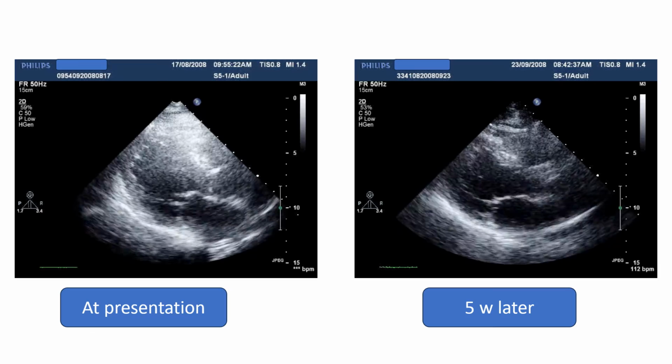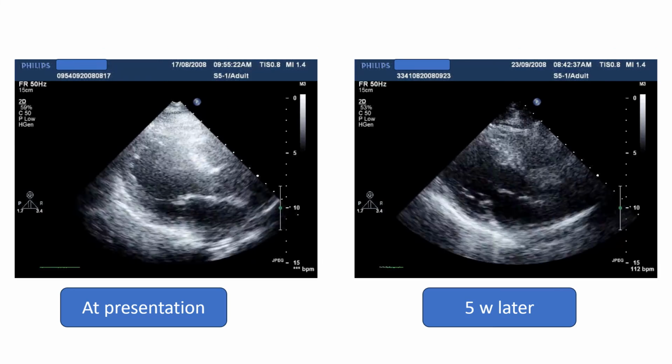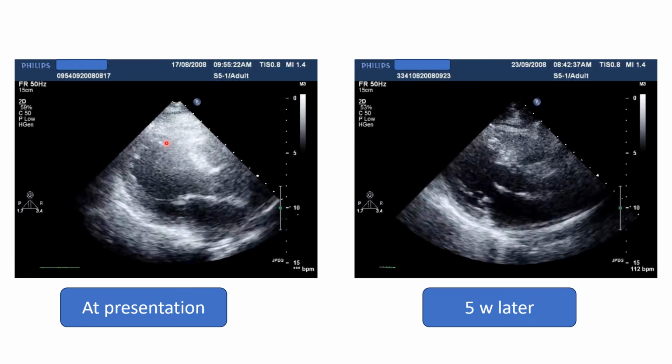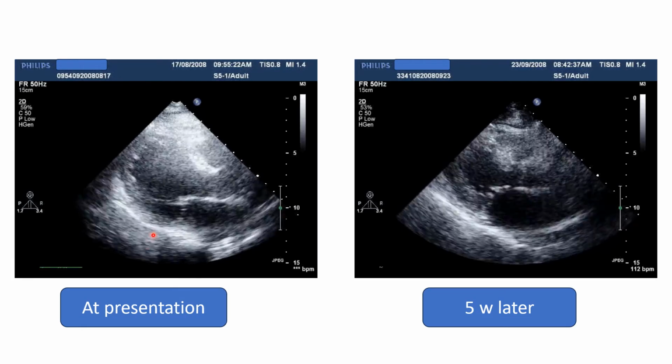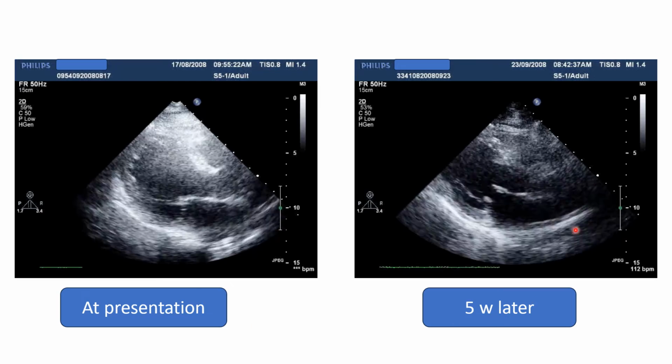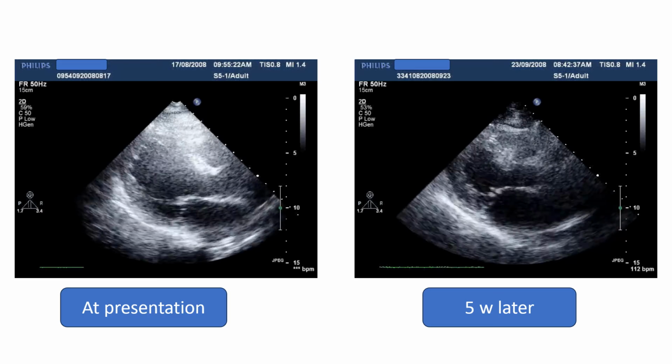This was proved later by echocardiography. Here we can see at presentation global hypokinesia with near normal contractility at the basal part. Five weeks later, the patient returned completely to normal.